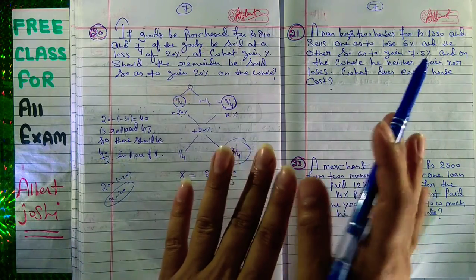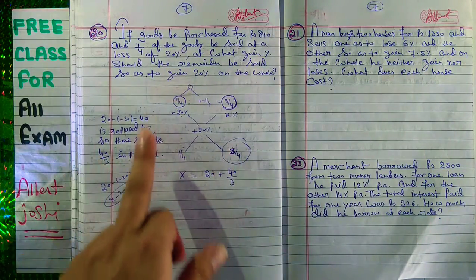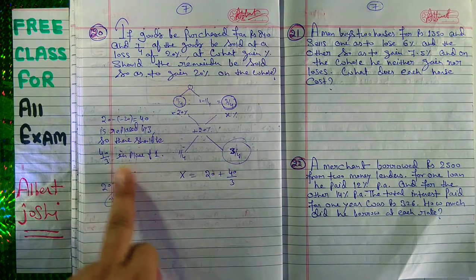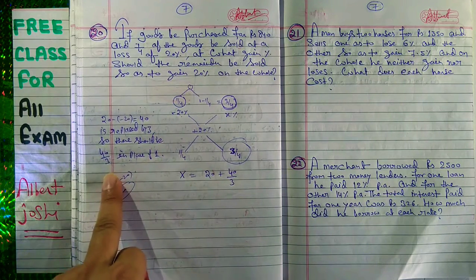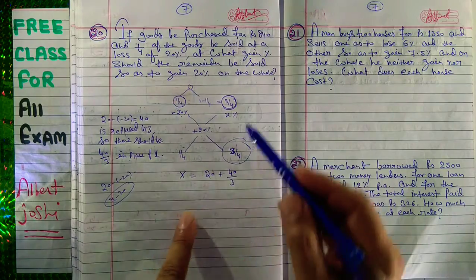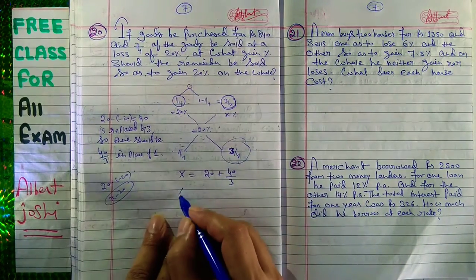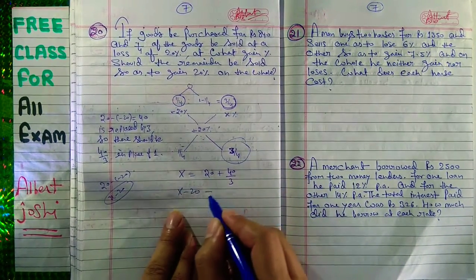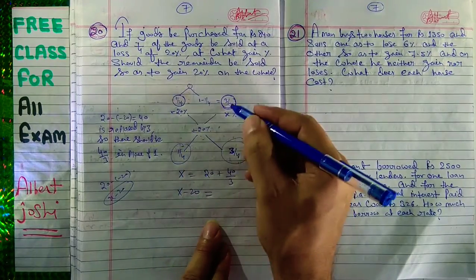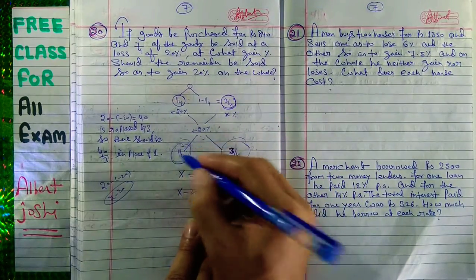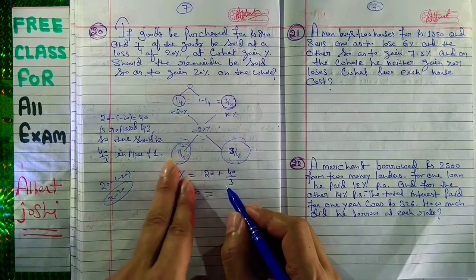I think you understand. In place of 40 you have written 3, so in place of 1 we are writing 40 upon 3. Very simple. So what we have done: x minus 20, this value x minus 20 is equal to something you will get. So this 1 upon 4, this is not 1 upon 4.